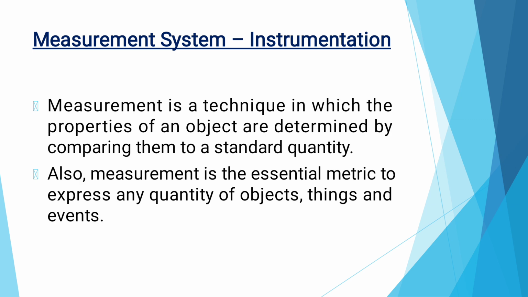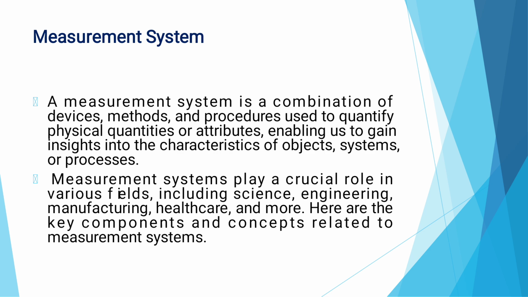Instrumentation refers to the devices and systems used for measurement and control purposes. A measurement system is a combination of devices, methods, and procedures for measuring physical quantities. It helps us to understand the characteristics and behavior of objects, systems or processes. These measurement systems are widely used in many fields like science, engineering, manufacturing and healthcare. In biomedical engineering, they are used for monitoring physiological parameters like ECG, blood pressure, temperature and oxygen saturation.